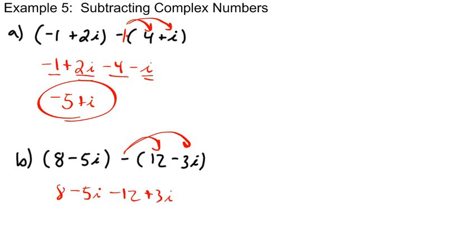Okay, so really the only trick here is just to make sure that when you notice that there's a minus sign, you have to distribute it first, and then we combine like terms. 8 and -12, so it's -4, and then -5i plus 3i is a -2i, and that's how that works there.